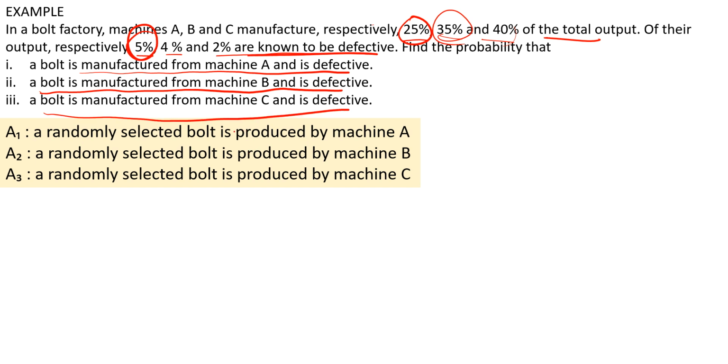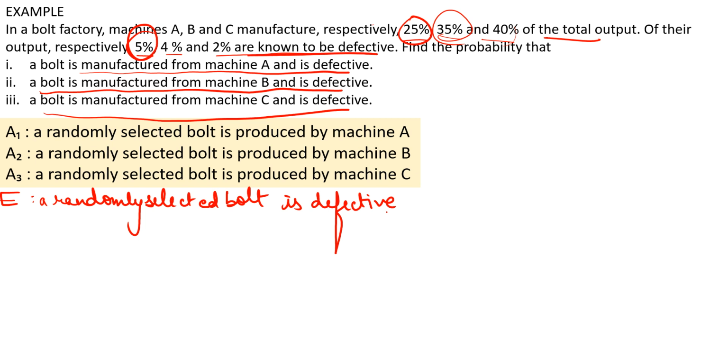So first of all, let's list down the events. I've already listed down the events. Event A1 states a randomly selected bolt is produced by machine A. Event A2 is a randomly selected bolt is produced by machine B. Event A3 is that a randomly selected bolt is produced by machine C. Now let's define one more event, E, that simply states that a randomly selected bolt is defective. So these are the events that we have listed down.